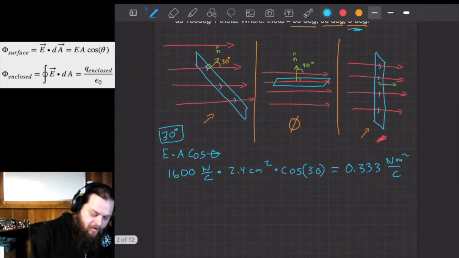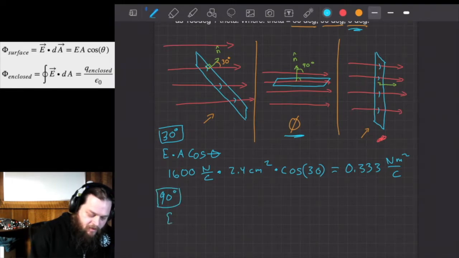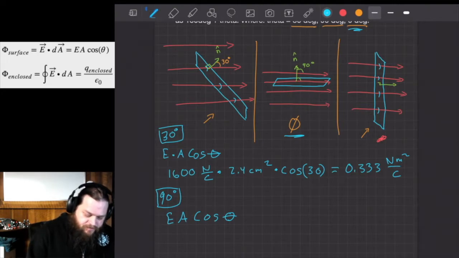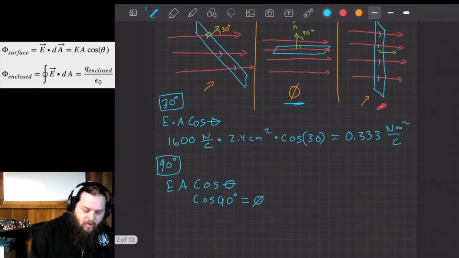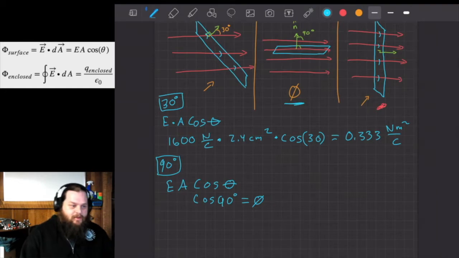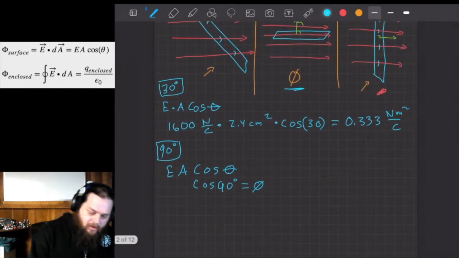Doing a similar calculation for the 90, that's this one here. We know it's going to be 0, but we can see it in the calculation as well. That's EA cosine of theta, and in this case theta is equal to 90 degrees. Just looking at it, cosine of 90 degrees is equal to 0, so that whole thing's going to be 0. We can plug in the numbers, but it's really just going to be 0 either way.